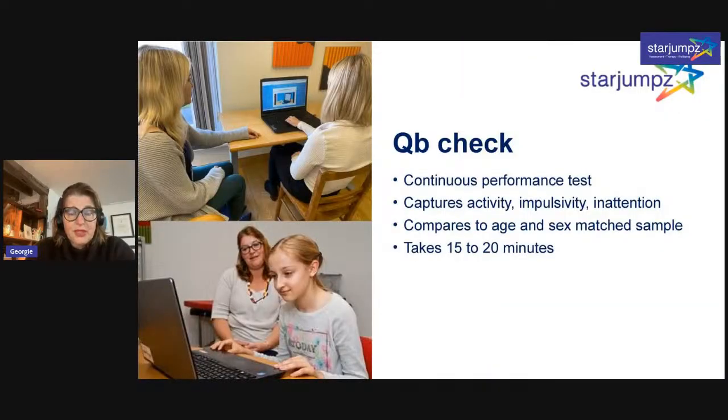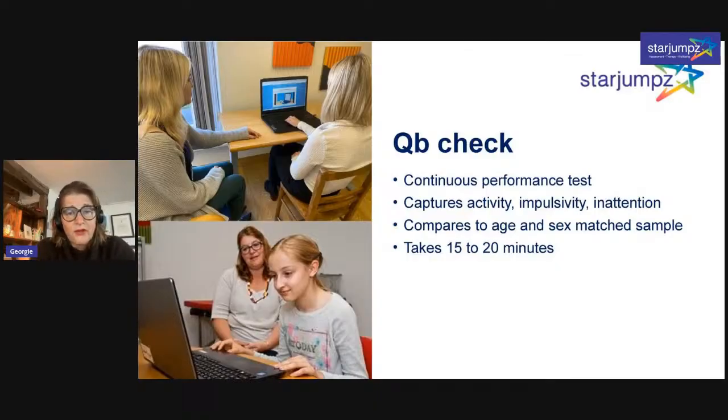And then we do the QB check. So the QB check is a standardized computerized assessment looking at symptoms of ADHD. We describe this as the world's most boring computer game. There are two forms of it. It's validated from the age of 6. Not all 6-year-olds will be able to do it. Some manage it amazingly well. Others it's just too hard, but equally we can have teenagers that can't do it because they're just too impulsive.